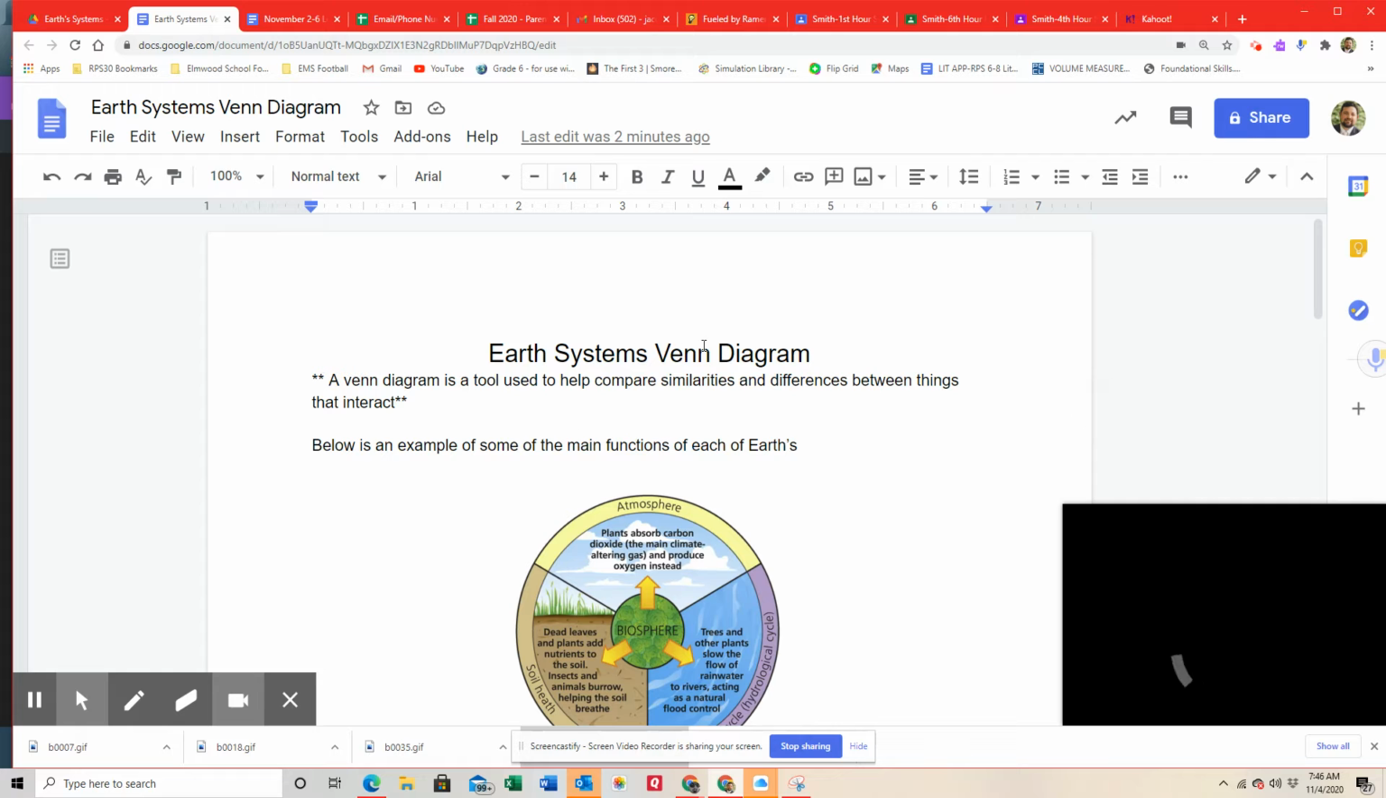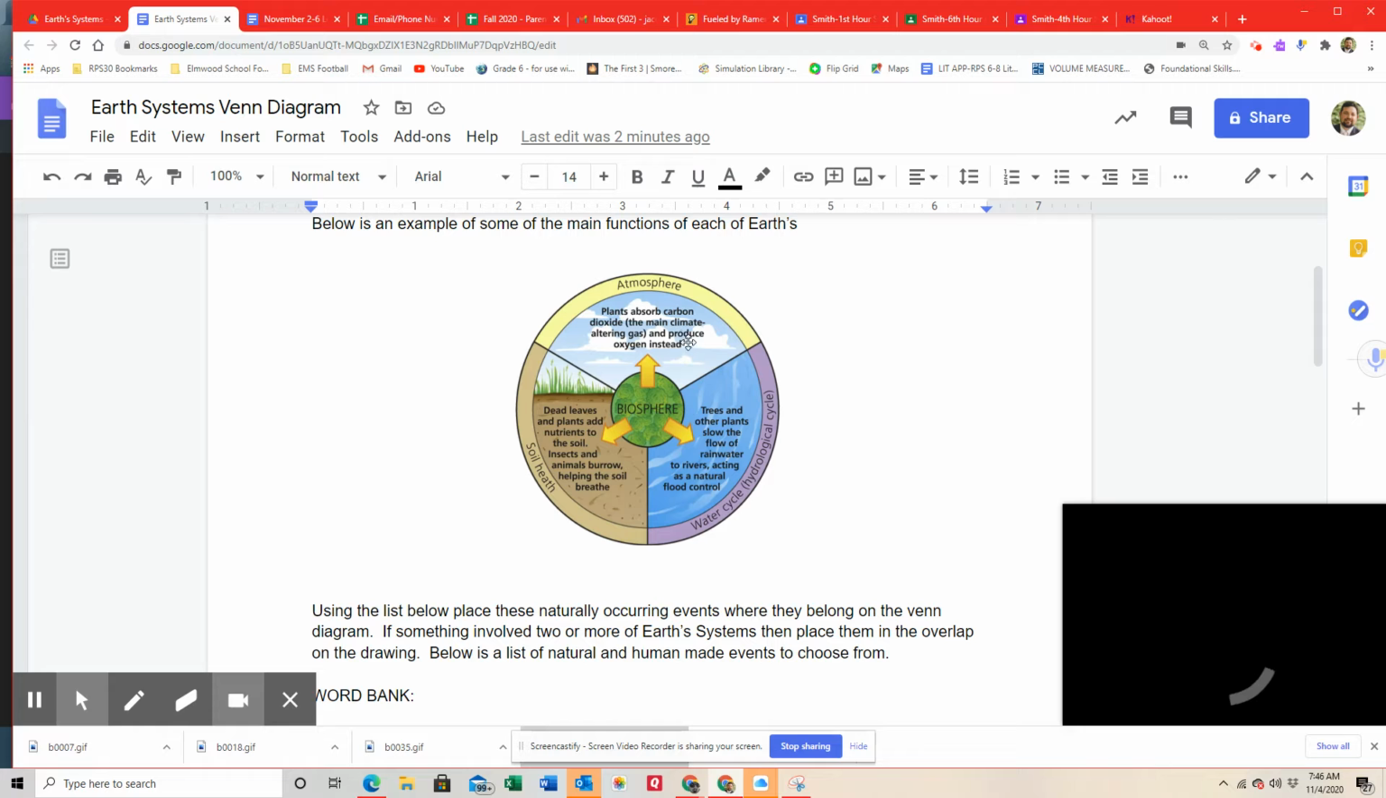The title here says Earth Systems Venn Diagram, and it describes a Venn diagram as a tool used to help compare similarities and differences between things that interact. Below is an example of some of the main functions of Earth systems. Here we have somewhat of a Venn diagram, but it's really an example of just how the biosphere and each of these systems, the atmosphere, where it says soil health, really the geosphere, and where it says the water cycle, really the hydrosphere, are all interacting on a large scale.